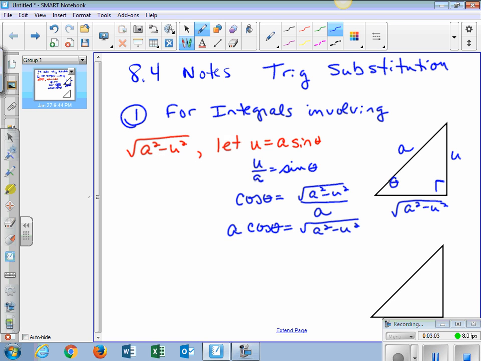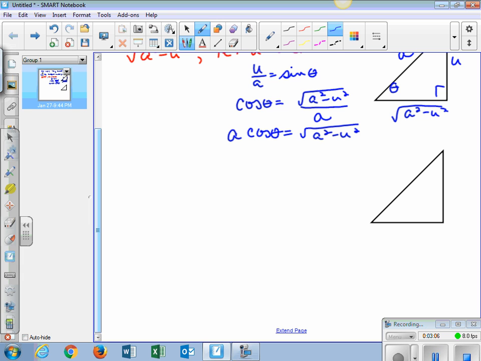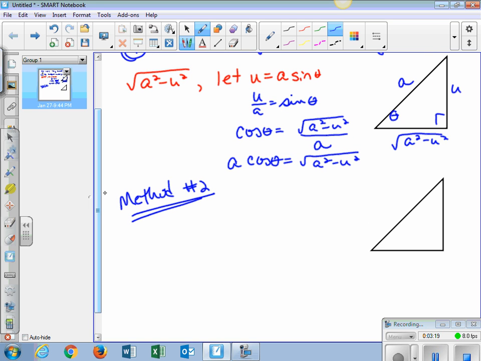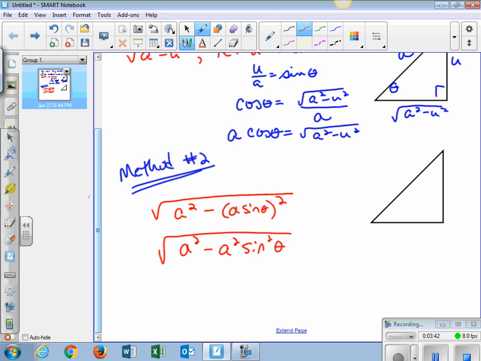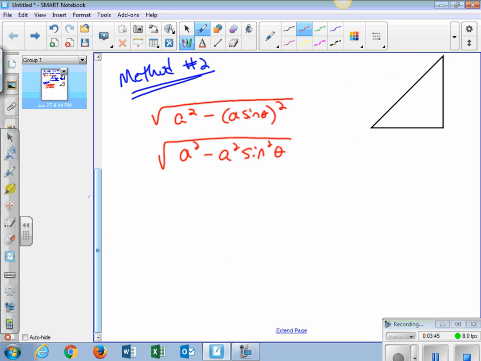Now, another method that you can use, let me put down here method number 2. I let u be equal to my a sine of theta. Well, if I go back to my square root here and substitute in for my u, my a sine of theta, and then I square both of those terms, we all see that I would end up with a squared minus a squared sine squared theta. So you can think of it more in terms of using trig identities as well. I'd factor out an a squared, and I get a 1 minus sine squared.